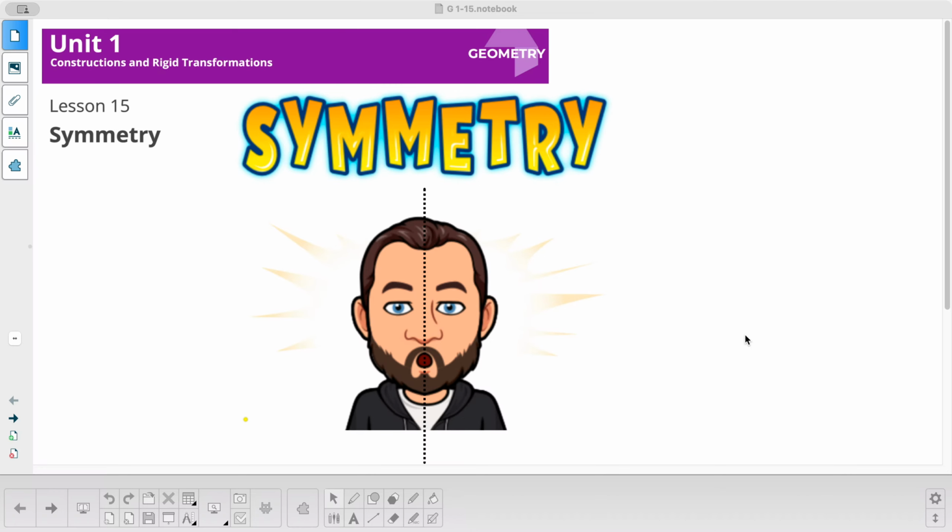Illustrative Math, Geometry. Unit 1, Lesson 15 is called Symmetry. We're only going to be talking about reflection symmetry, not rotational symmetry. That'll be the next lesson, Lesson 16.